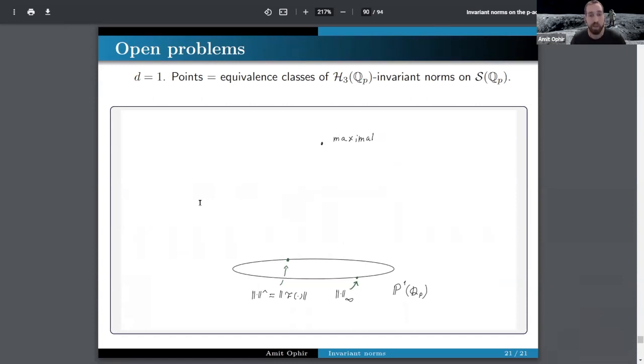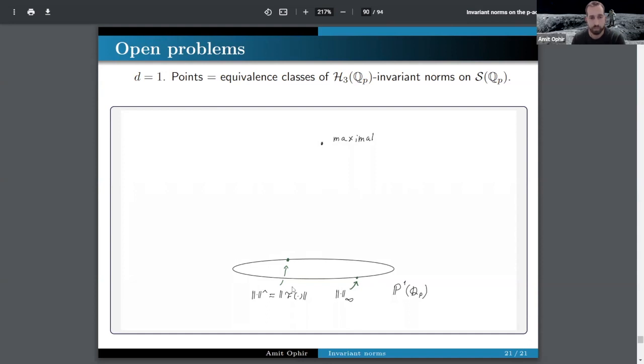I would like to give a picture that summarizes these invariant norms and raise several open questions. Okay, so we'll work with the lowest dimension case, d equals 1. The points in this picture are equivalence classes of invariant norms on the space of Schwartz functions. Here, up above, there is a maximal equivalence class of invariant norms. We did not discuss this point, but its existence is nothing deep. It also follows from some general principle.